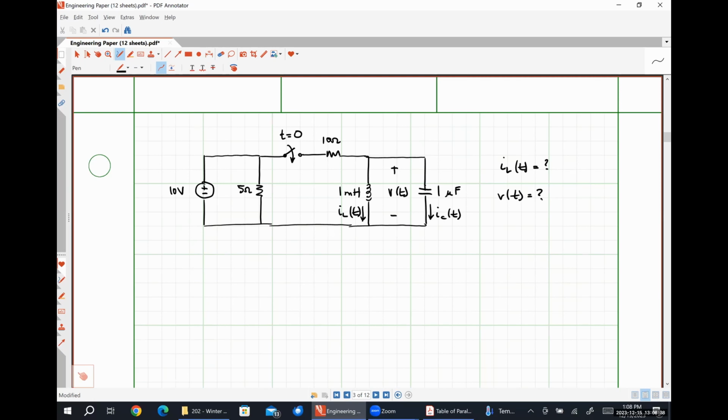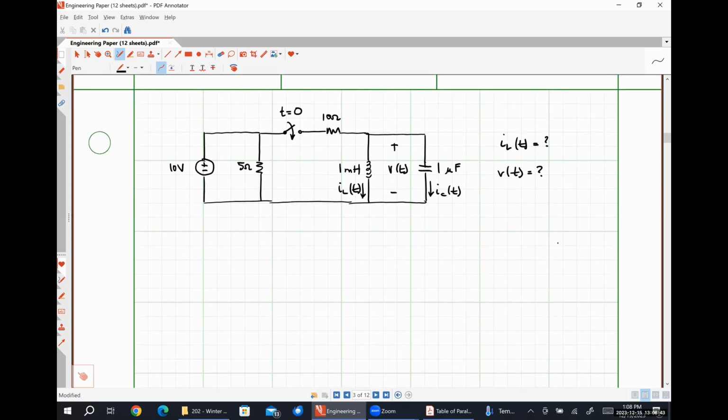So the first thing that we are going to do is analyze this circuit at t is equal to 0 minus, and we are going to solve for these 3 pieces of information. These are going to be the critical things.